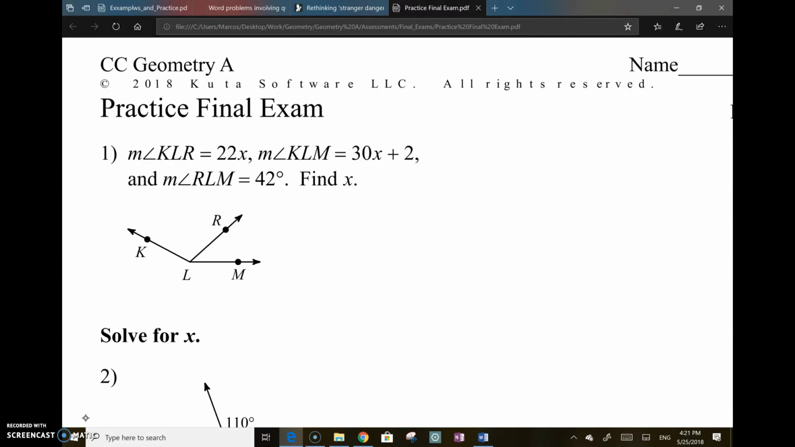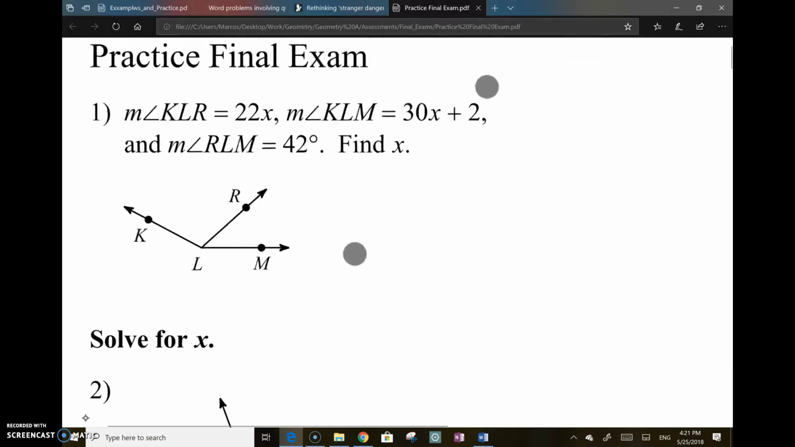This is a practice final exam that I put together. It should be useful to anyone taking a geometry class who has an exam coming up and wants a general overview of some concepts that most likely will be covered at a Geometry A level course. Okay, so here we go. We're going to start with this first question here.